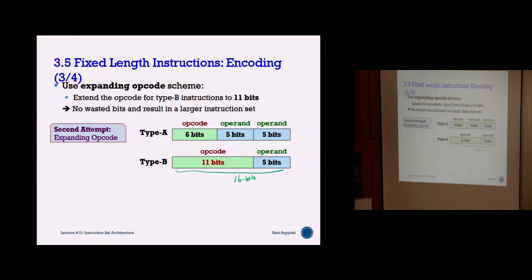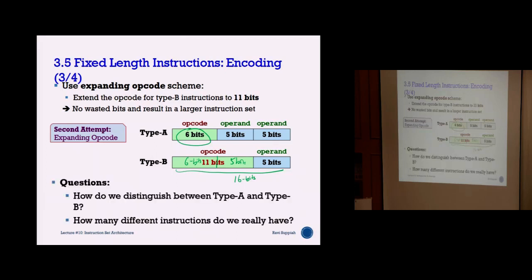That means the upper 6 bits of type A and the upper 6 bits of type B must not match. Correct? Then only can I differentiate immediately what is type A and what is type B. Because if the upper 6 bits of type A and type B happen to be the same, then your processor will get confused, correct? And not be able to decode correctly.